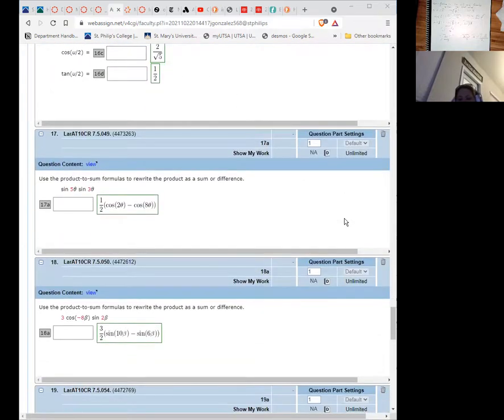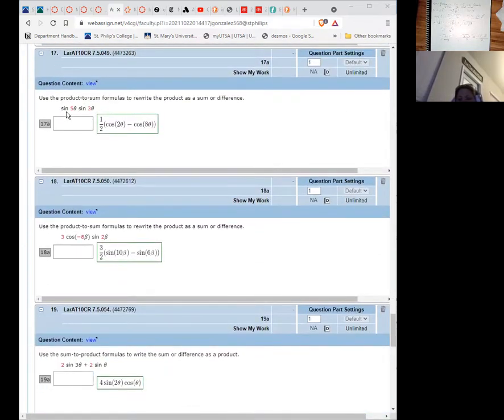All righty. These questions are basically applying the formula in general. They're very straightforward. We'll end the lecture with an easy one. Problem 17. Use product to sum.